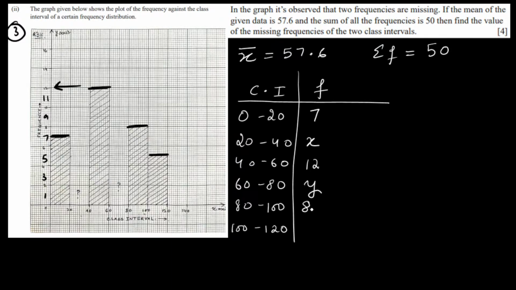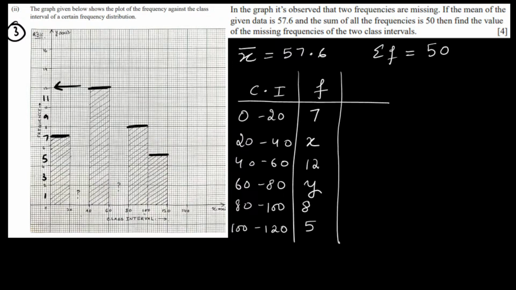It's 8. And then the last one is 5. Yes, so 100 to 120 is 5. So the frequencies I have written. Now the mean is given to us.